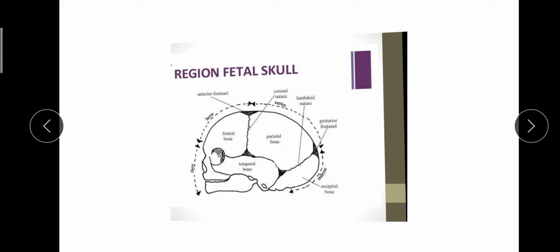Here I have also shown you the bones: parietal bone, frontal bone and temporal bone, as well as the sutures. The fontanelles are also anterior and posterior, and the two sutures that are visible from this side are the coronal suture and lambdoid suture.